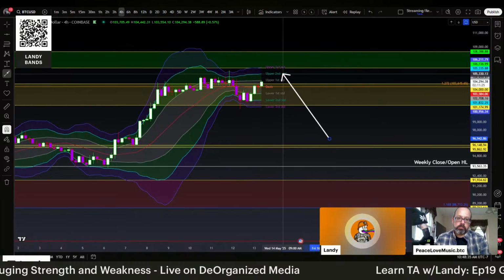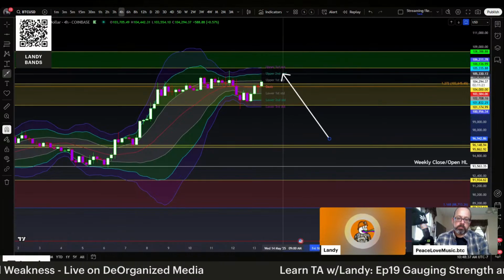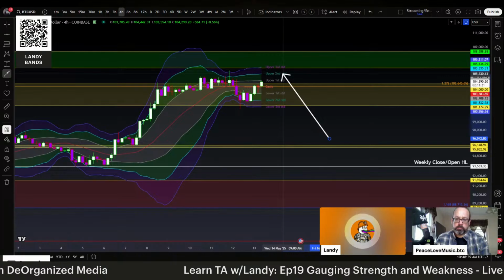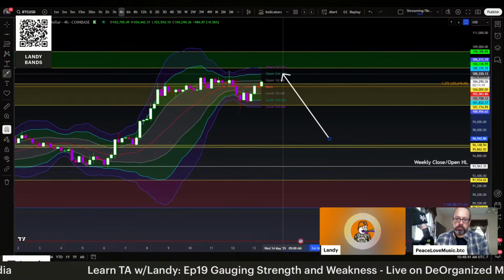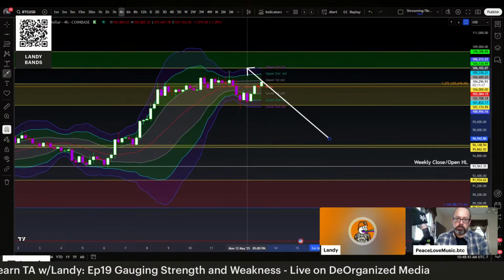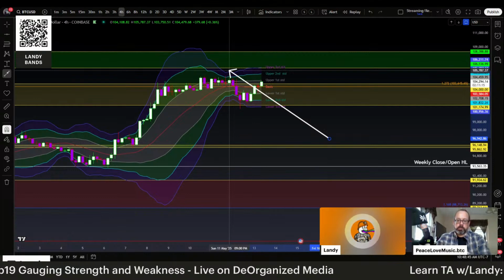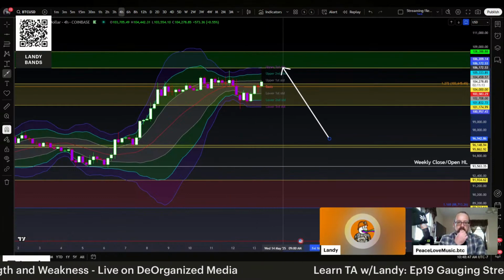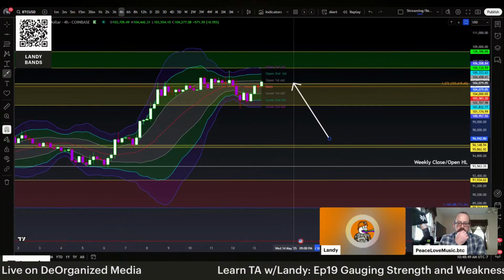If it starts to push above there, we have to be very keenly aware of where the upper second standard deviation is. If we start to close above there, then we're likely going to test the most recent higher high up here to the bottom side of the zone by the upper third at that 106.